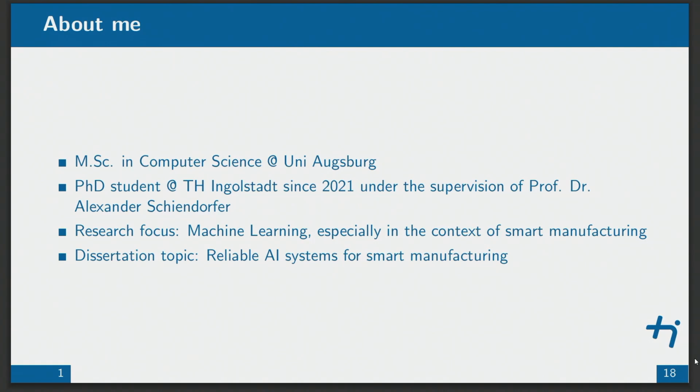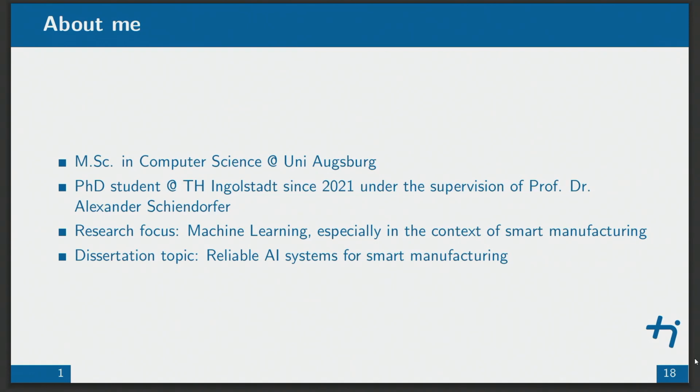Quick facts about me. I'm Lukas. I obtained a master in computer science at Augsburg University. And since April 2021, I'm a Ph.D. student at Technical University of Ingolstadt, where I'm working under the supervision of Alexander Schiendorfer. My research focus and my main interest in machine learning, already since my master's time, is machine learning in the context of smart manufacturing.